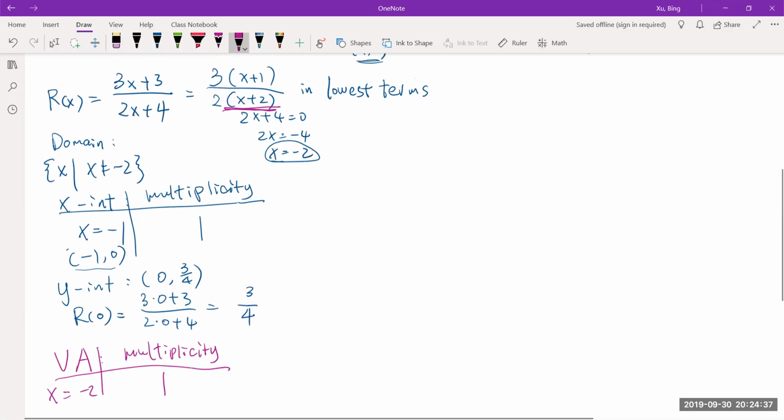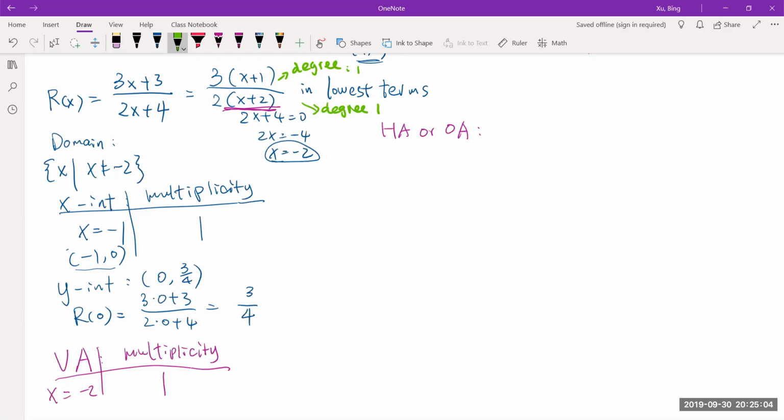Okay. Now, next, horizontal asymptote or oblique asymptote. We look at the degrees of the top and the bottom, right? So the degree of the top is? 1. Degree of the bottom is? 1. Okay, since the degree of the top is equal to the degree of the bottom, what kind of asymptote do we have? Horizontal or oblique? Horizontal. Horizontal asymptote, what is the equation? That's where you just do the numbers, so it's 3 over 2. Very good. Y equals 3 over 2, right? When the degree of the top is equal to the degree of the bottom, it's Y equals the ratio of the leading coefficient, 3 over 2.